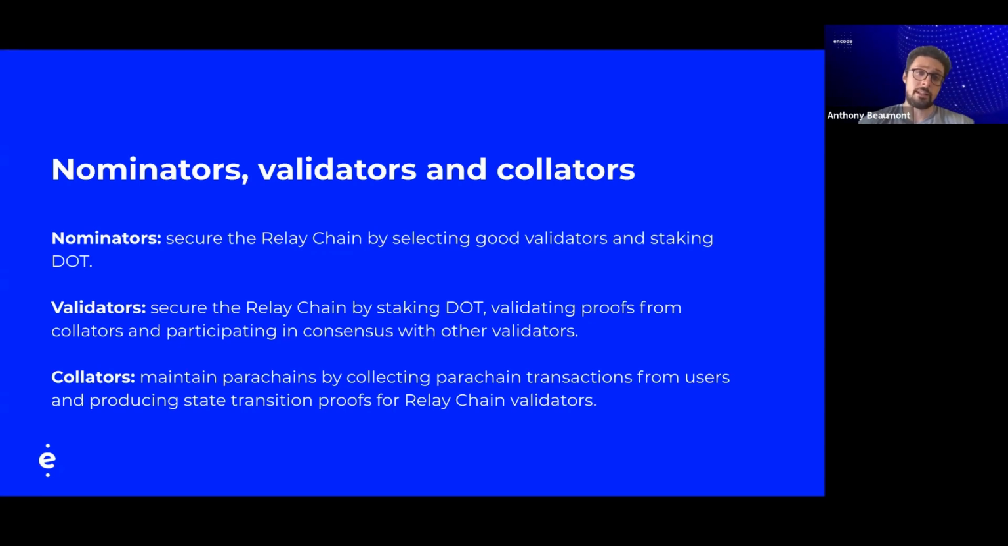And now we can start getting to some of the tokenomic side of this. Nominators secure the relay chain by selecting good validators. You stake some DOT, and you pick good validators, and if they are good, you get some of their rewards, and if they're bad, you get slashed, or you get punished. Validators secure DOT, and they validate proofs from collators, and they participate in consensus, part of the Grandpa consensus, to verify that things look right. And collators maintain parachains by collecting the transactions in the parachains and then sending them to the relay chain. So basically, they are the connector between the parachains and the relay chain.